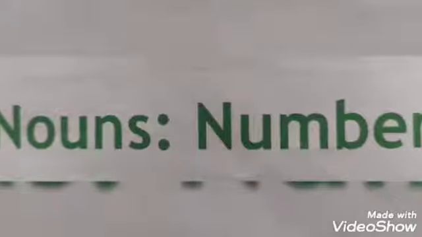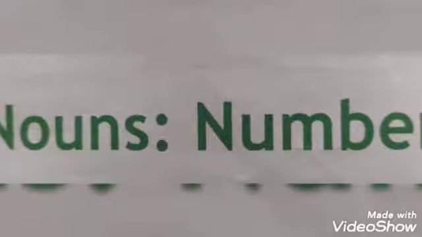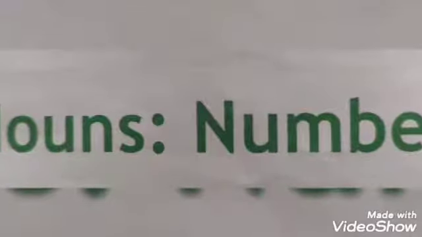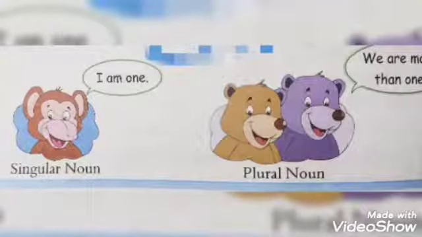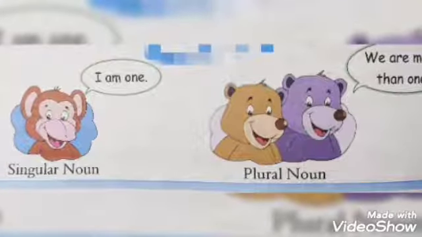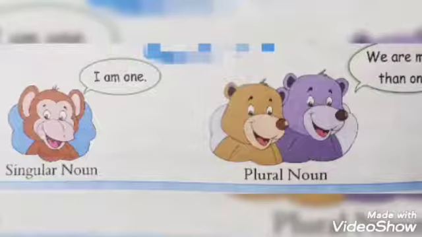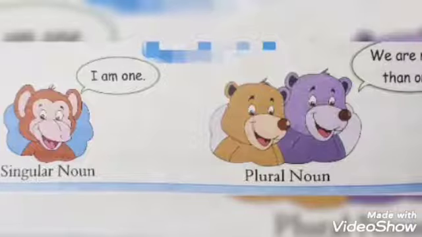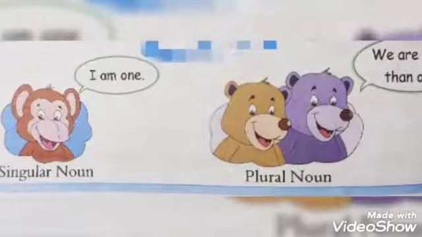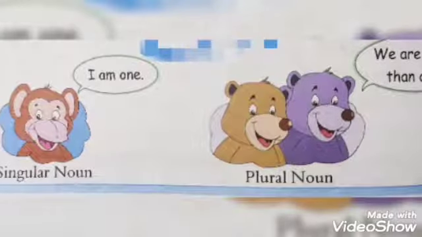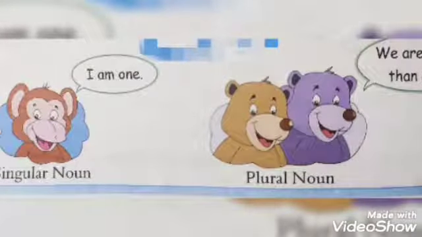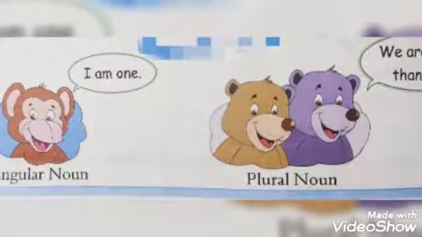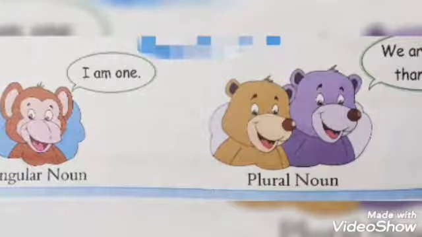Now we talk about noun number. That is, the two forms of nouns, singular nouns and plural nouns. Nouns which stand for one person, animal, place or thing are called singular nouns. Example, pen, glass, toy, country, etc. And nouns which stand for more than one person, animal, place or thing are called plural nouns. Example, pens, glasses, toys, countries, etc.